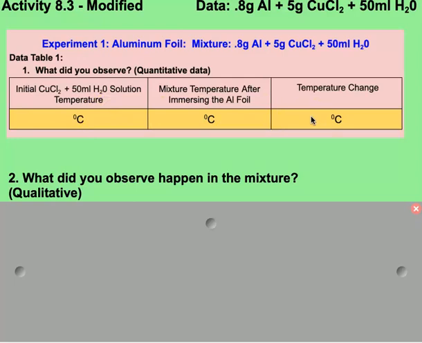Now, while this whole thing is happening, make sure you type in here what you observed happen in the mixture. So go ahead, pause this video, and watch the activity 8.3 video, which should be titled activity 8.3, aluminum foil, 0.8 grams, that is, 5 grams of cupric chloride with 0.8 grams of aluminum. When you get done with the video and you get done recording your observations, go ahead and start this video up again.